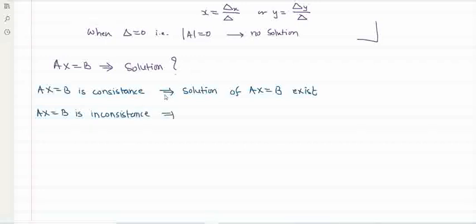means the solution of Ax equal to B does not exist. So what is the condition, or under what condition does the solution exist? That we call the condition of consistency. This is very important for GATE or multiple choice questions. Condition of consistency.